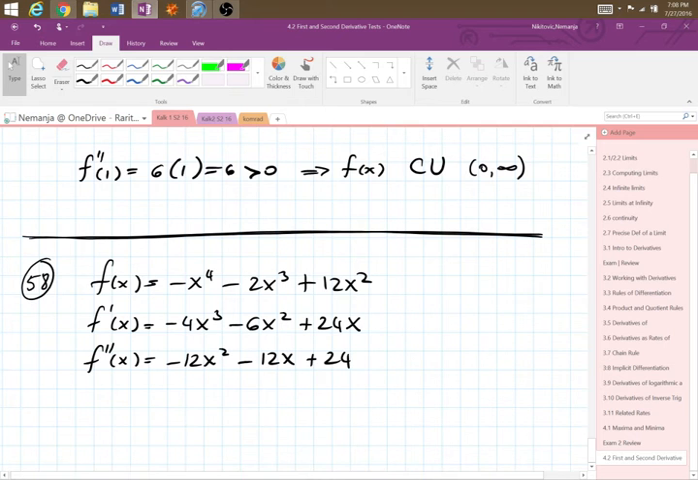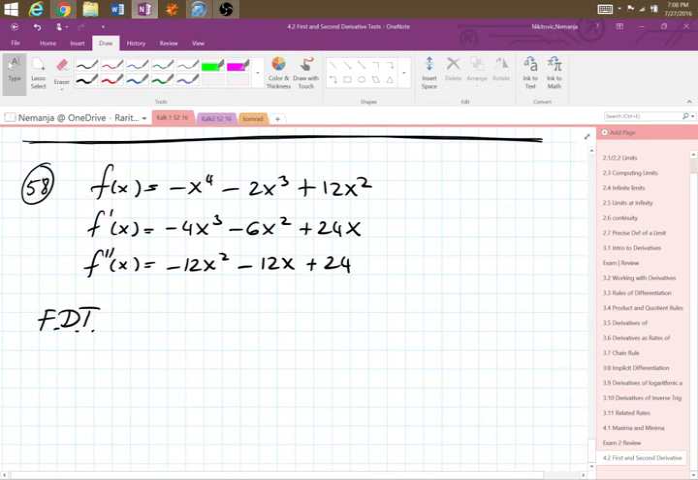Now they're only asking us for the second derivative test, but you know what? Let's do the first as well, why not? So let's go with the first derivative test. That means that the first derivative needs to be set to 0. Now you can factor out negative 2x, and you are left with 2x squared plus 3x plus 12 equal to 0.